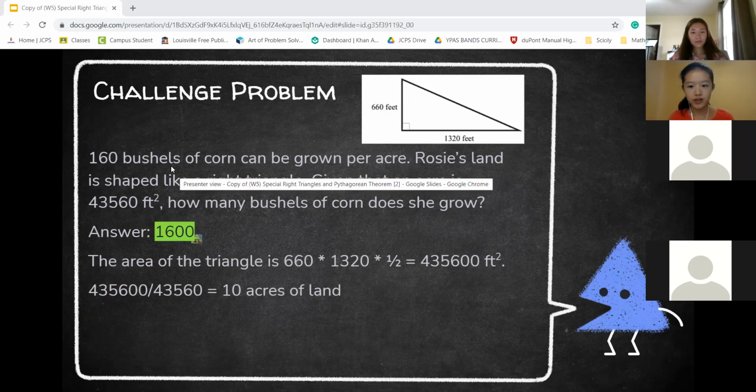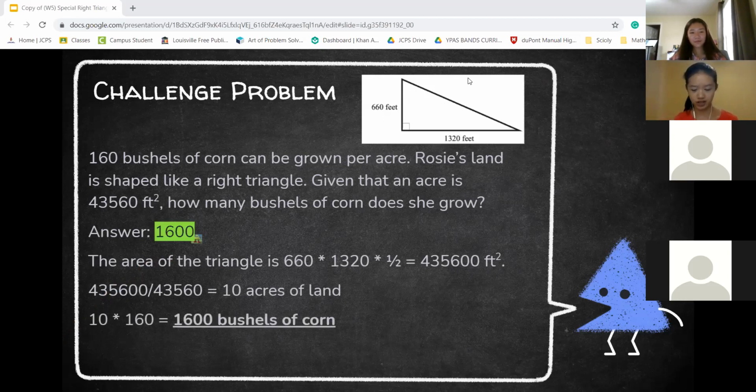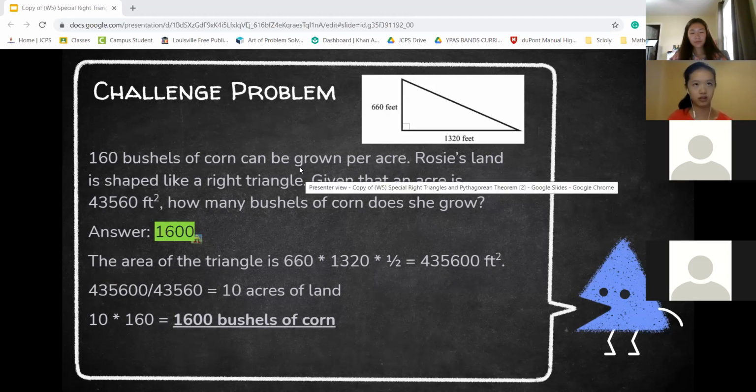So first, the area of the triangle is 660 times 1,320 divided by 2, which you can use a handy dandy calculator to do because I am not doing that by hand. Then we divide that big number we get by 43,560, which goes in nicely, and we find that this makes up 10 acres of land. And since you can grow 160 bushels in 1 acre, then when you have 10 acres, you grow 160 bushels times 10. So in total, it'd be 1,600 bushels of corn.